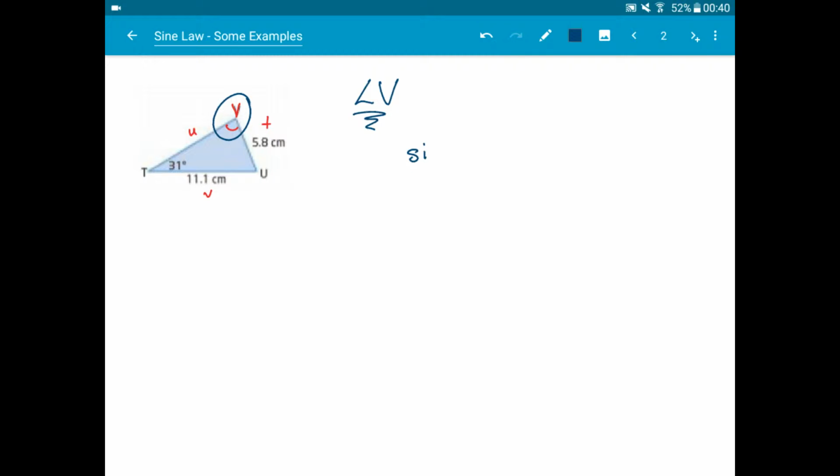I'm just going to write out my sine law. So sine u over u is equal to sine v over v. Notice I'm putting the sines on top this time because I know I'm going to try to find an angle. Okay, so the angles are all on top.